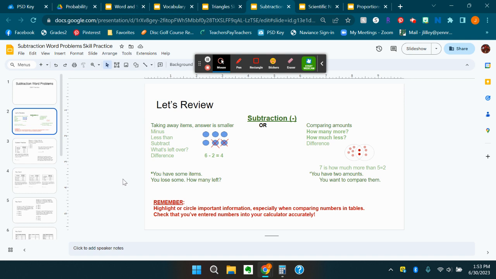Kids tend to see the word more, how much more, how many more, and think, oh, I need to add. But that's not true. You're comparing amounts. It's subtraction every single time.